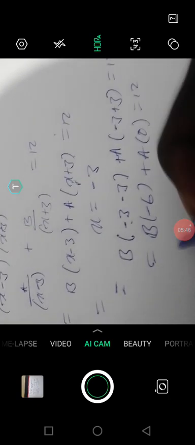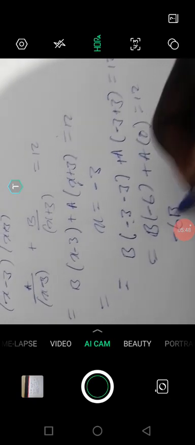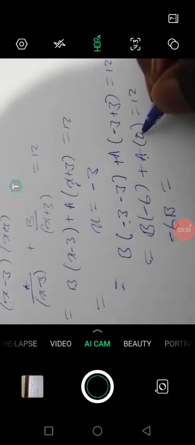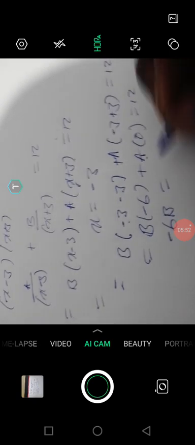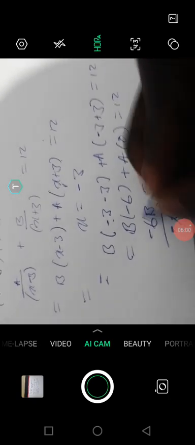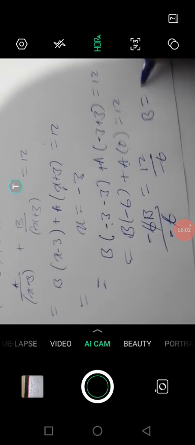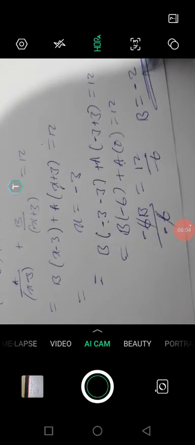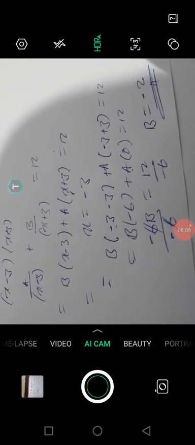What is B times negative 6? That is negative 6B is equal to 12, because what is A times 0? That is 0, gone. So we remain with 12. So looking for the value of B, I'm going to make B the subject of the formula. So I say divide by negative 6, divide by negative 6. So this one goes. What is our B? Our B is equal to negative 2. So far so good. I've got B which is equal to negative 2.